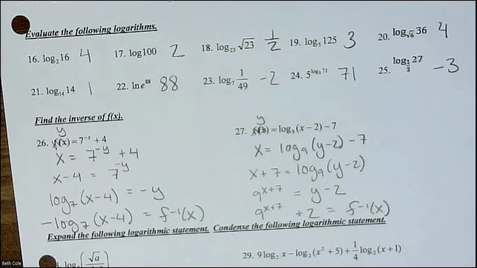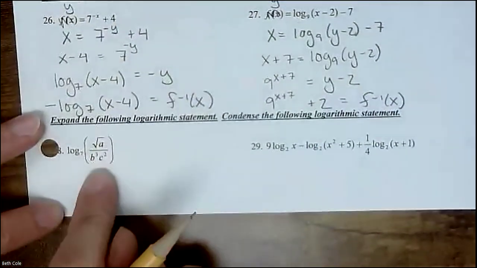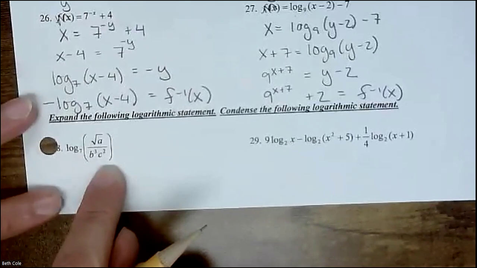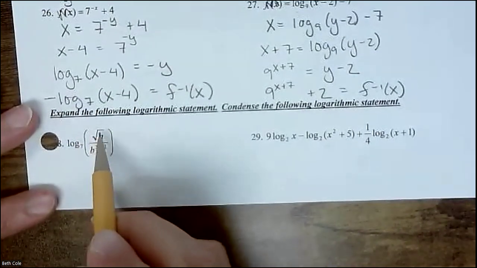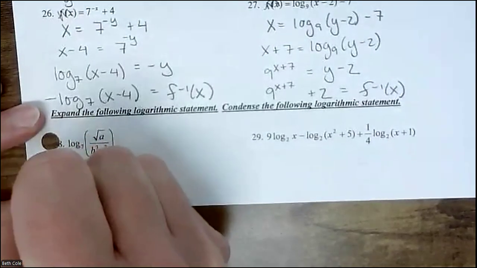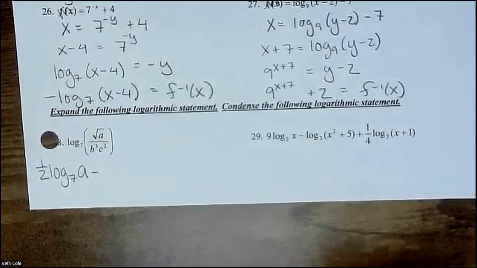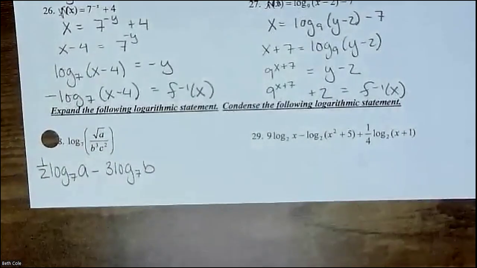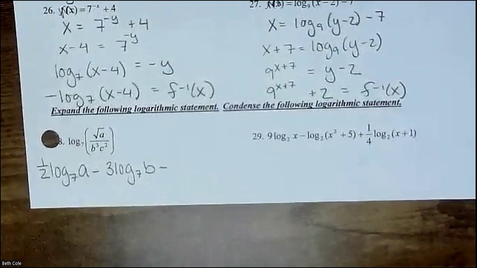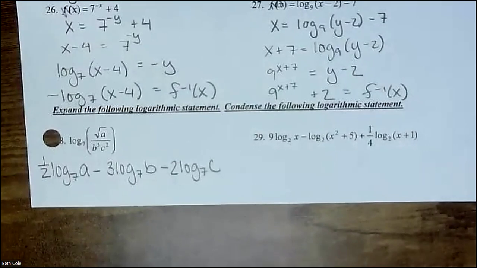These last 2 on this front side are your expand and condense. So for this one, we should have 3 separate logarithms, 1 for the a, 1 for the b, 1 for the c. You take the powers and you write them out front. So what's your power for square root? A half. So it's going to be 1/2 log base 7a. Why is it minus? Good job. It's on the bottom. So minus 3 log base 7b, and then still minus, because it's still divided, 2 log base 7c.